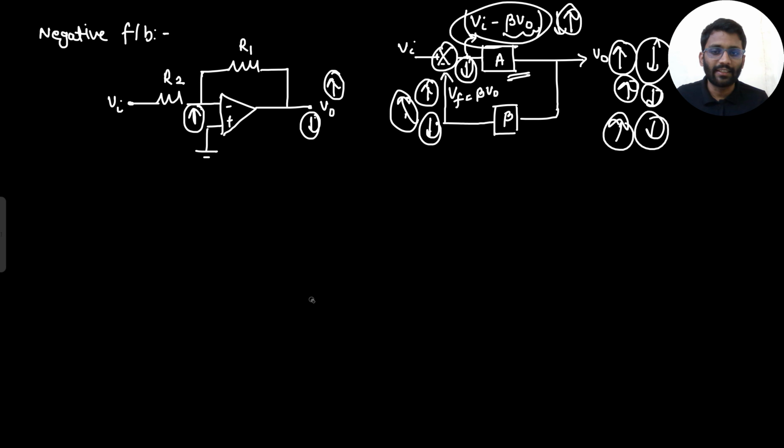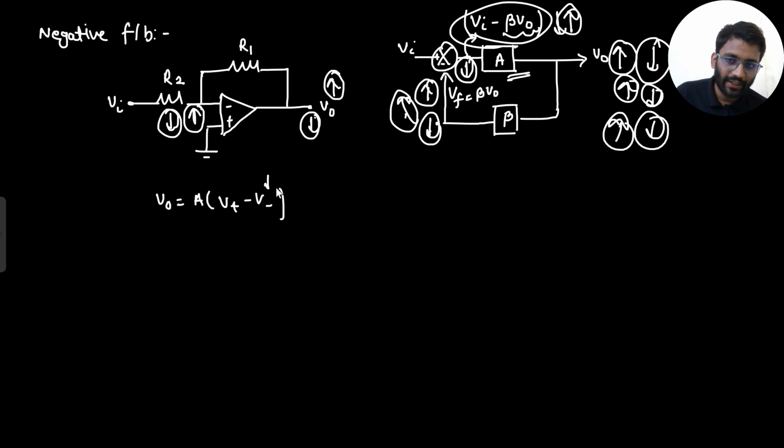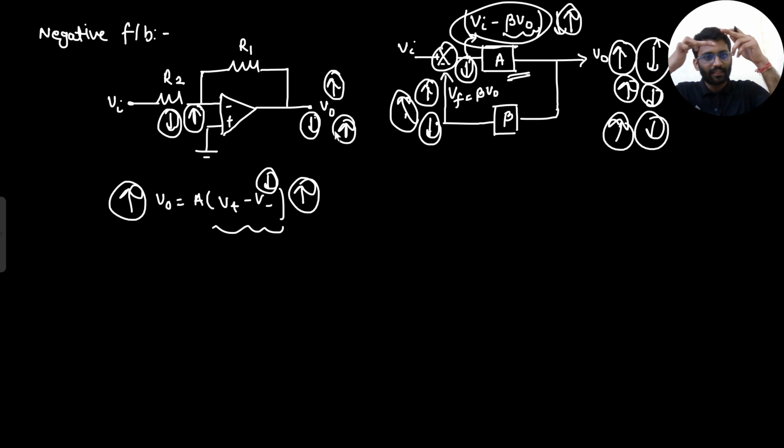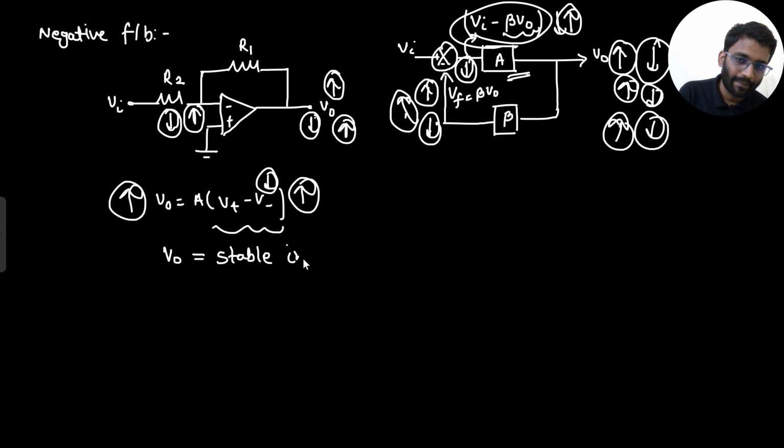Now if my output is decreasing, what will happen? This node will also decrease. And what is my output? That is A into V positive minus V negative. So if this node decreases, that means this overall value will increase, so my output will increase. So the same thing is happening: increase, decrease, increase, decrease. So output will be stable. So my V0 will be stable in negative feedback. That is the reason why the system is stable in negative feedback.